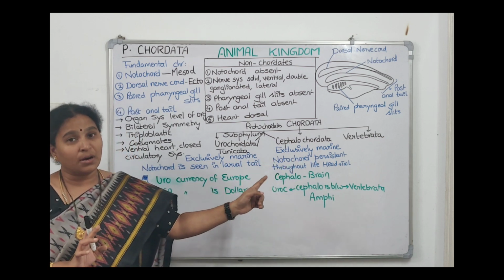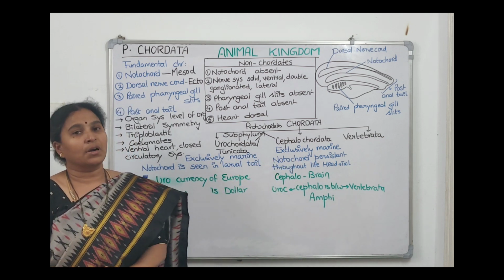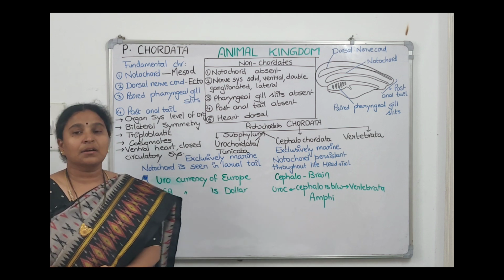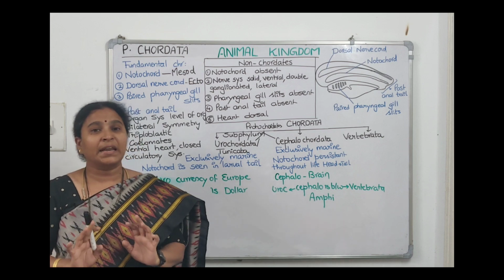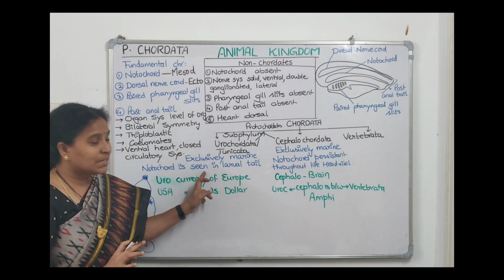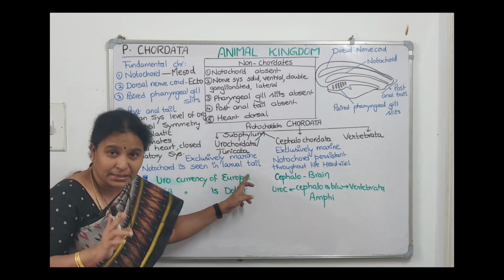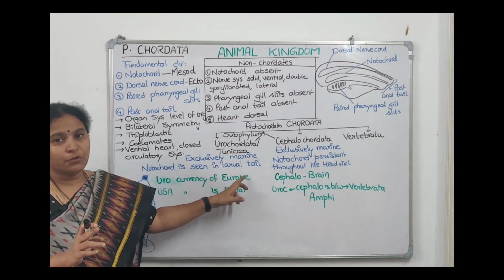Since both of them are chordates, they should have a notochord. Now coming to Urochordata, here the notochord is present only in the larva, that too only in the tail. So the notochord is seen only in the larval tail. That is a character of Urochordata.